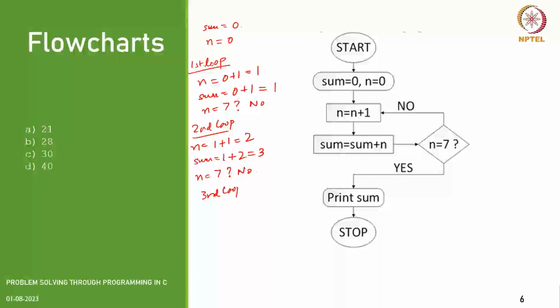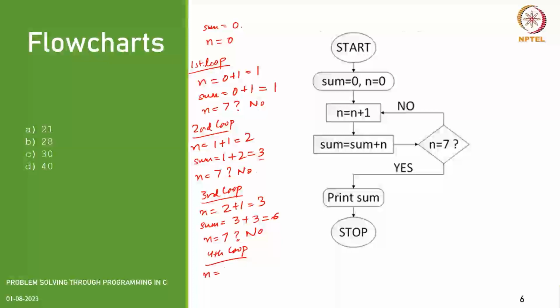So third loop. So n is now 2 plus 1 becomes 3. Now sum was 3, and now you add it with n, so it becomes 6. Now you check, is n equals 7? Still no, it's 3, it's not 7. So we go to the fourth loop.